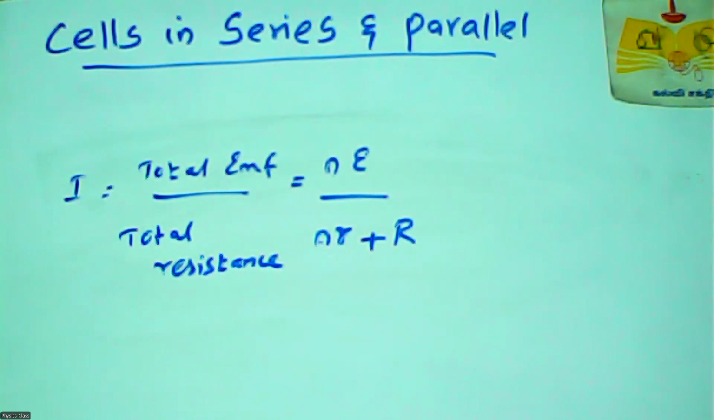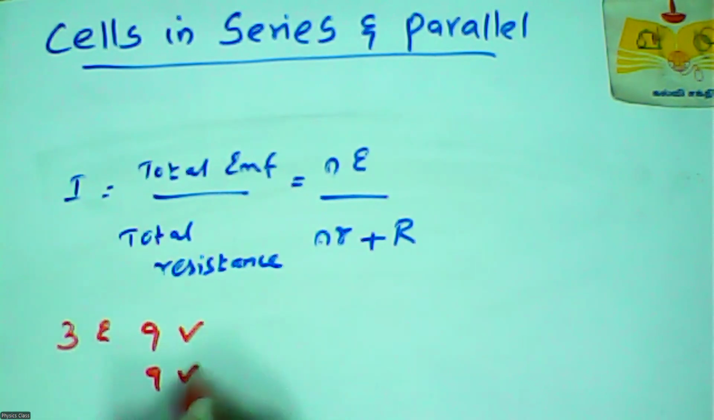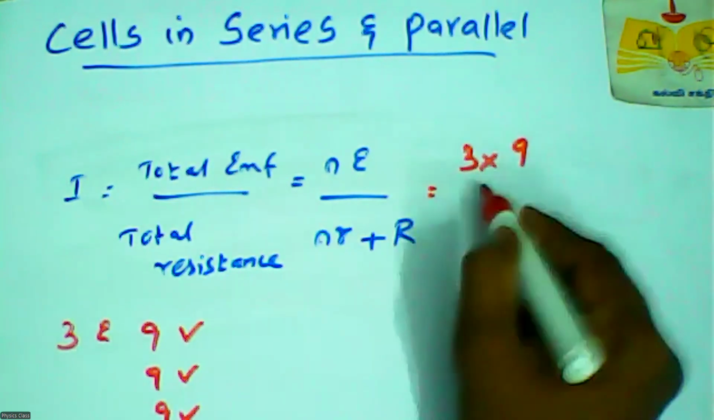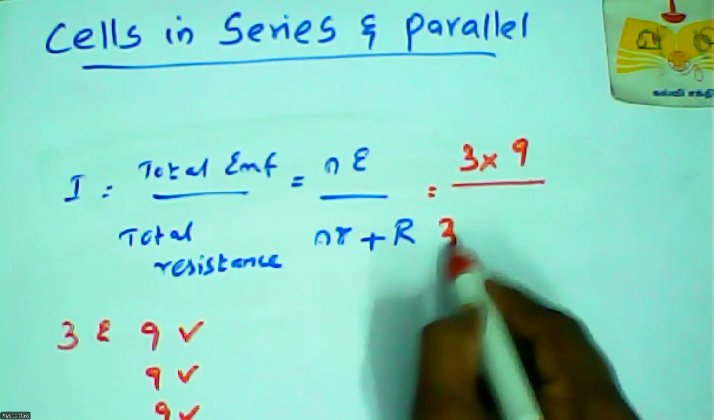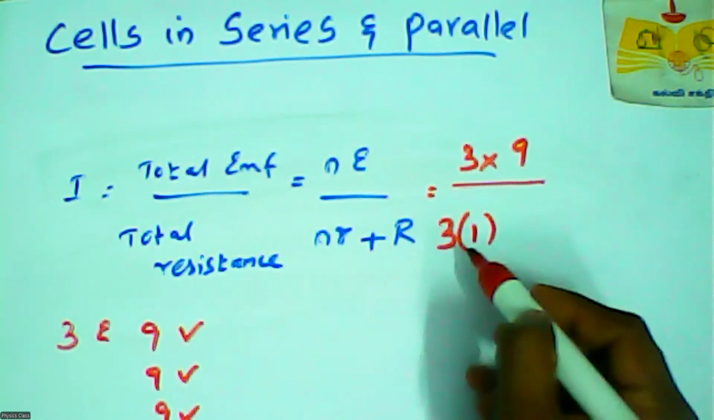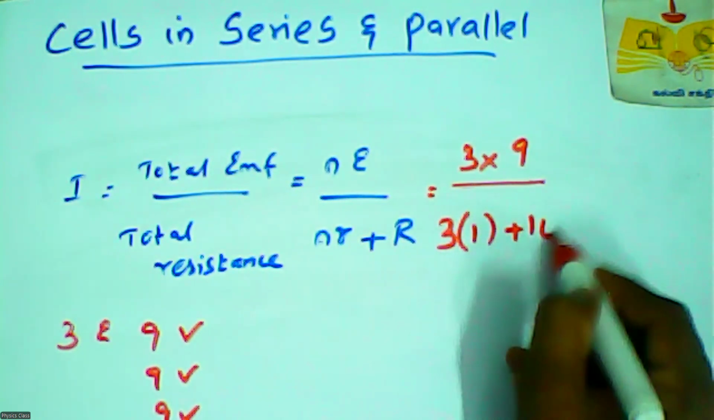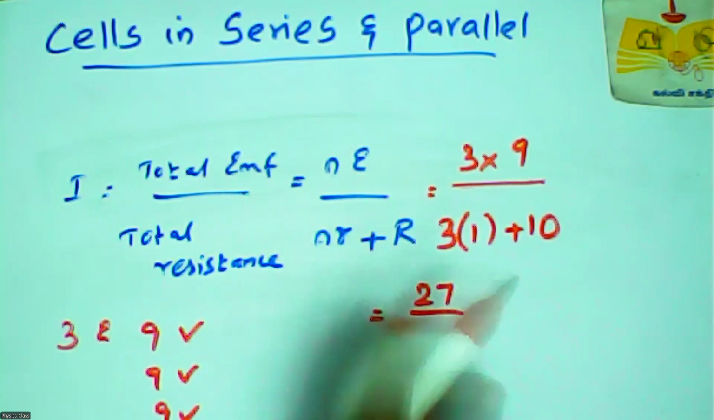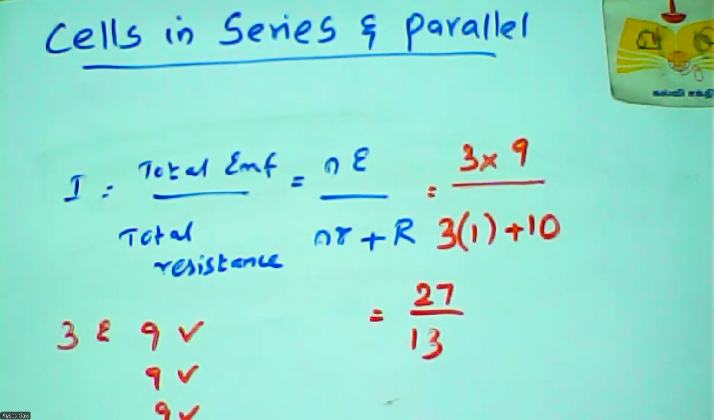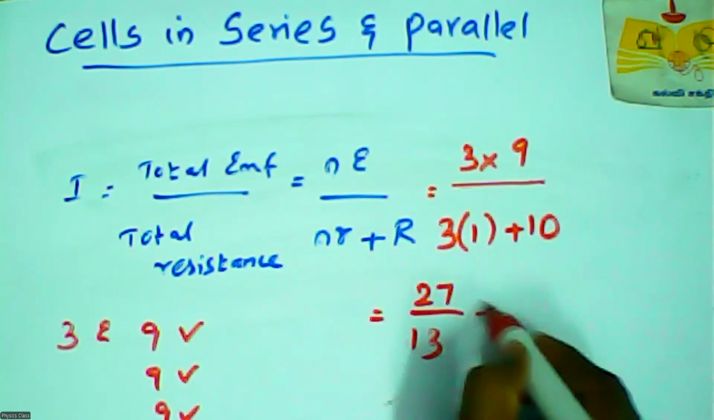So in this case, for example, 3 cells, each 9 volt, so 3 into 9 volt, because the number of cells is 3 and EMF is 9, by N r plus R. For the internal resistance, we can take 1 or 2, and the external resistance is 10. So 27 by 13, because 3 into 1 is 3, plus 10 is 13. So 27 by 13 gives 2.07.